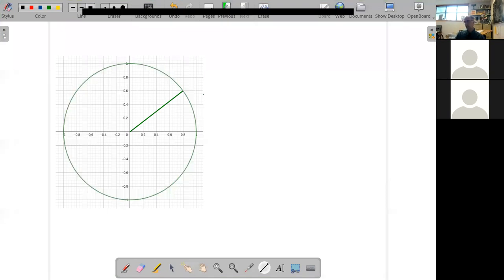All right, so we're going to play around with sine and cosine a little bit. So I drew a line segment here with a new angle, and I'm going to label that angle.